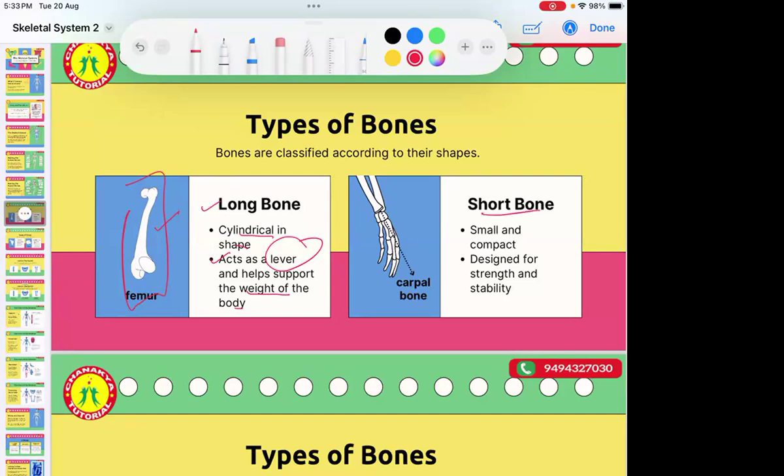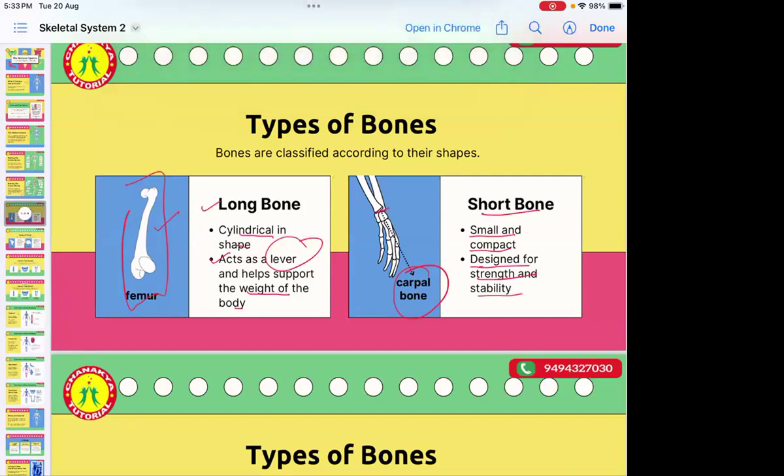Then short bone. This is the carpal bone here, small and compact. So these are the short bones, they are the small bones. They are designed for strength and stability. So with the help of the short bones, the strength will be there, the stability will be there.